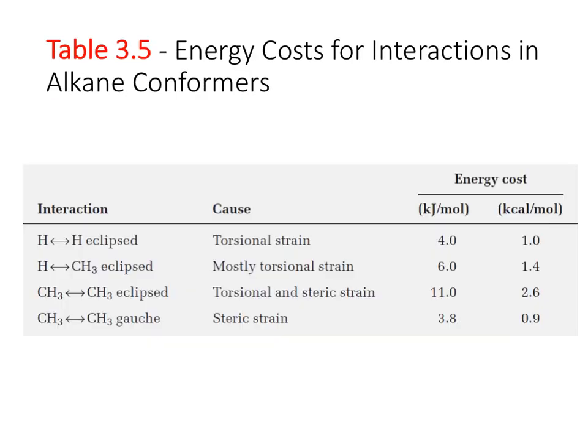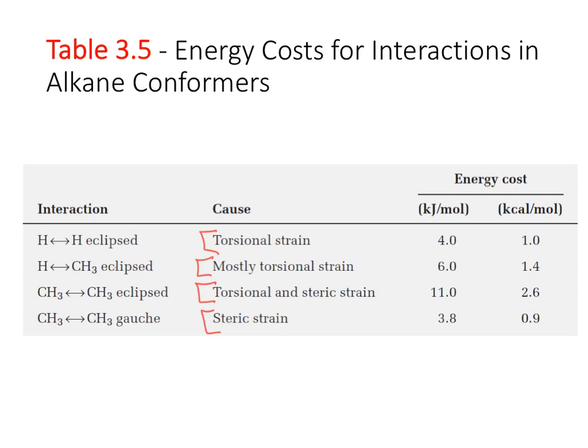So what are the types of strain in these interactions? When we have hydrogens eclipsing each other, it's just torsional strain, because hydrogens are so tiny, they really aren't going to have any steric strain. With a hydrogen eclipsed with a methyl, that's also mostly torsional strain. Now, when we have the methyl groups eclipsing each other, we get both torsional and steric strain. And then in the gauche staggered, we get only steric strain.